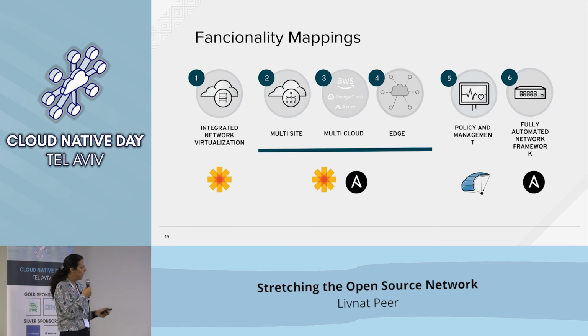As for policy and management, it's a combination of Skydive and Open Daylight as the orchestrator and the persistent tool in this whole integration. And the last is automation. Ansible is a classic tool for automation. I guess most of you already understand that, even outside of the context of networking. So this is what we think can solve most of the networking problems in the cloud era.